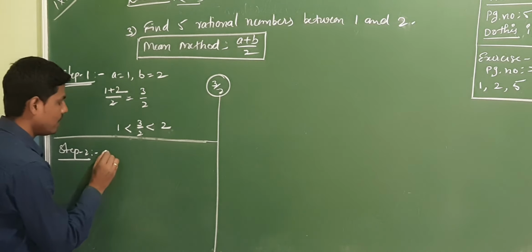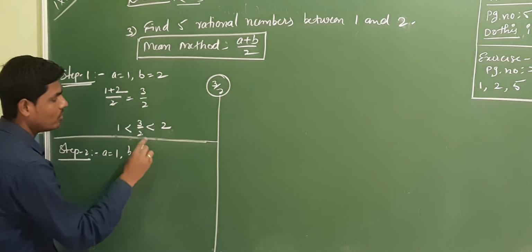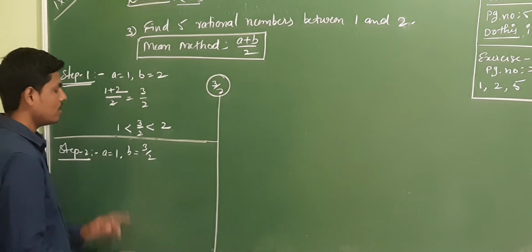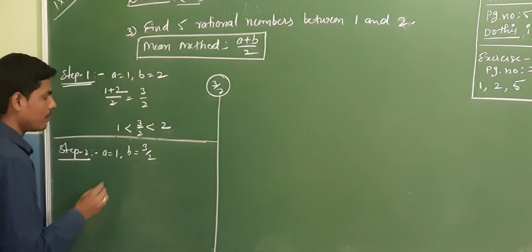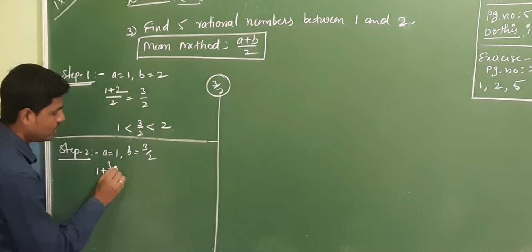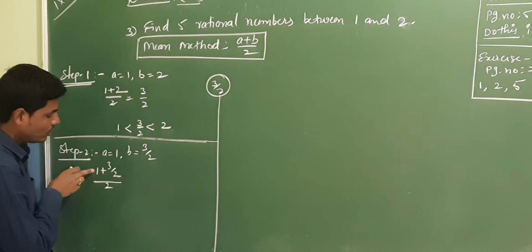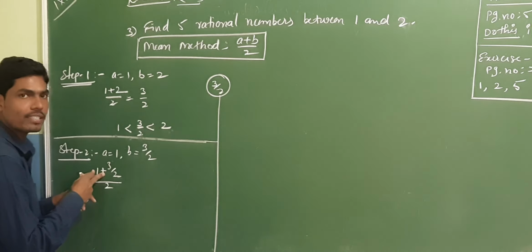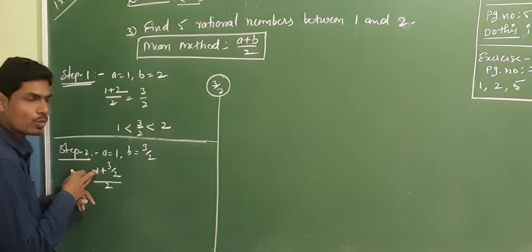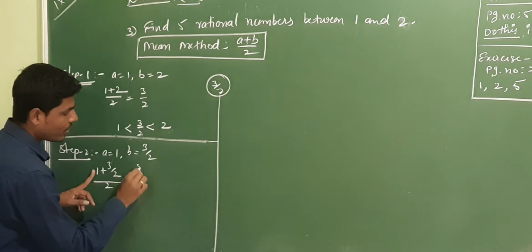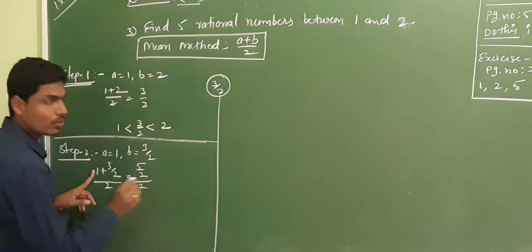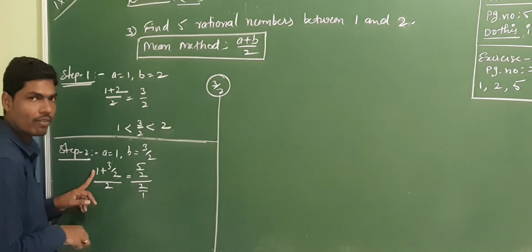Okay, A is equal to 1 and B is equal to 3 by 2. Substitute these two numbers in that formula. That is 1 plus 3 by 2, whole by 2. Here 2 ones are 2 plus 3, it's like a mixed fraction, 2 ones are 2 plus 3. That is 5 by 2, whole by 2. If nothing is in the denominator, here it is 1.